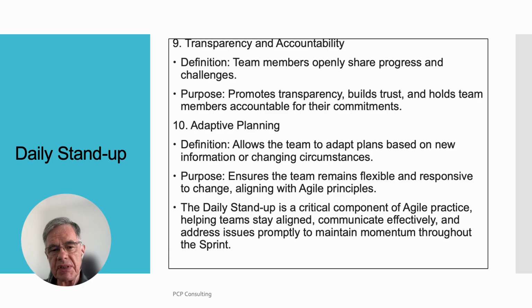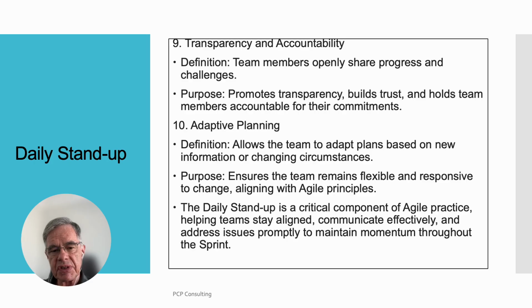Transparency and accountability. Definition: team members openly share progress and challenges. Purpose: promotes transparency, builds trust, and holds team members accountable for their commitments. Adaptive planning. Definition: allows the team to adapt plans based on new information or changing circumstances. Purpose: ensures the team remains flexible and responsive to change, aligning with Agile principles.